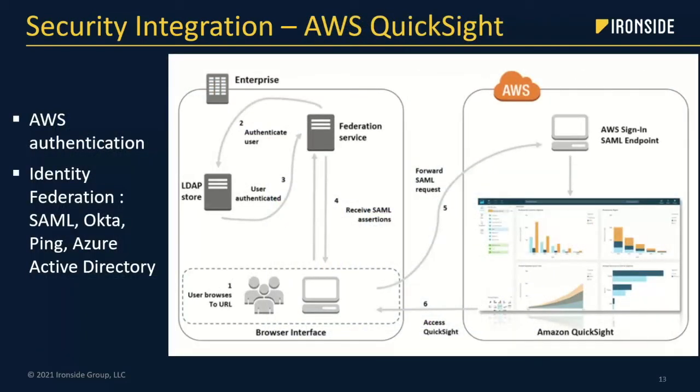Qlik Sense, as I said, can mainly only be hosted in the AWS cloud environment, right? You do not have the option to host your own. The authentication is kind of similar to Cognos, right? It supports a lot of commonly used security authentication providers. You can use SAML, Okta, Ping, everything you can think about.